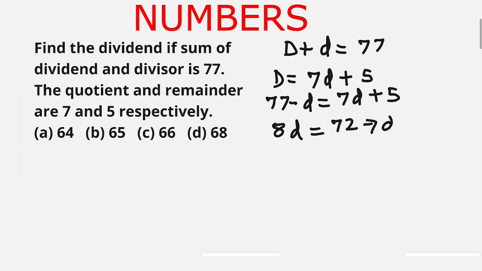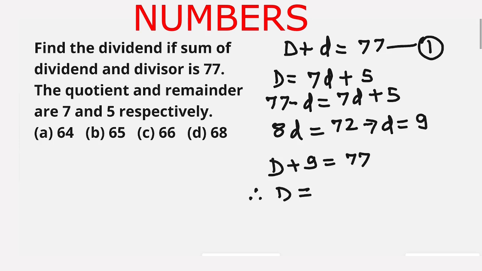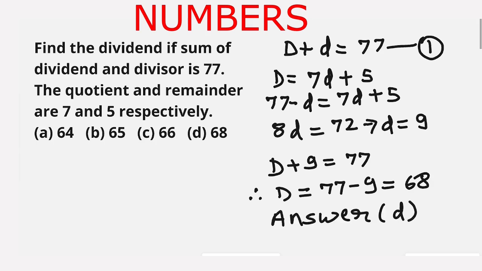This gives D equal to 9. So our divisor is 9. Now we put the value in equation number 1. So this gives us D plus 9 equal to 77. Therefore, dividend equal to 77 minus 9 is 68. And from the given options, our answer is option D, 68.